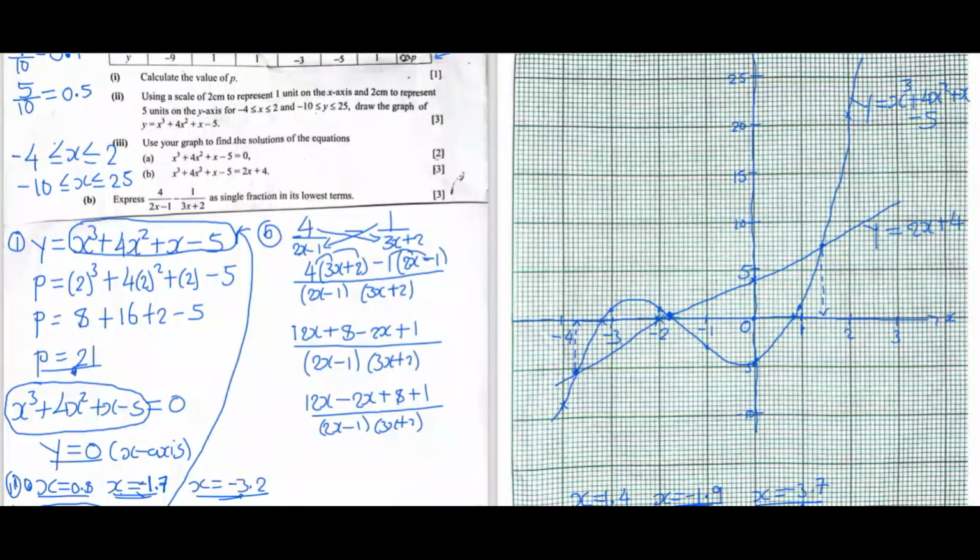Then 12x minus 2x will give us 10x. 8 plus 1 is 9 over 2x minus 1, 3x plus 2. So this is how we can answer this question.